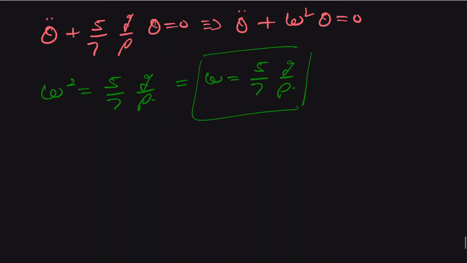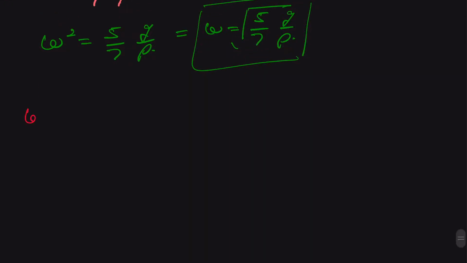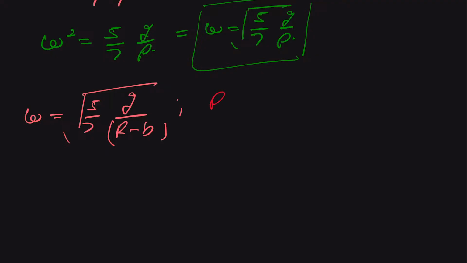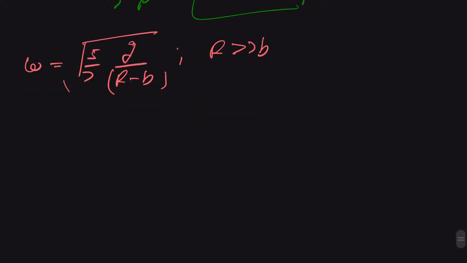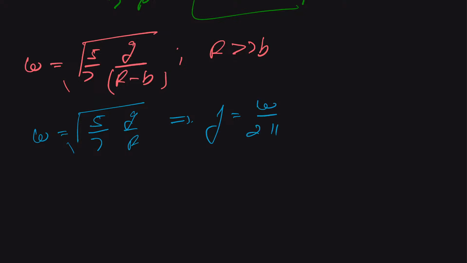And from here we can find out the frequency also. We can substitute the value of rho, so we get omega is equal to square root of 5/7 g upon r minus b, but we know that r is much larger than b, therefore omega is equal to square root of 5/7 g upon r, and from here we can find the cyclic frequency f, which will be equal to omega upon 2 pi, which gives us 1 upon 2 pi square root of 5g upon 7 rho.